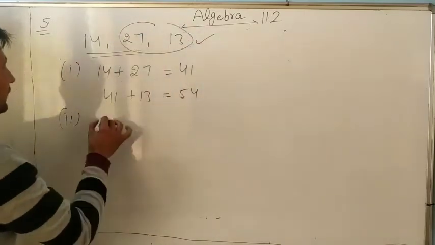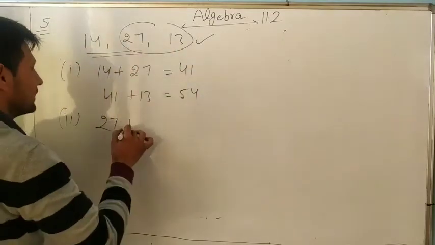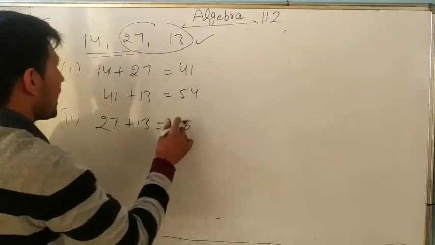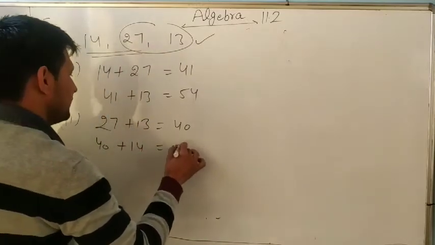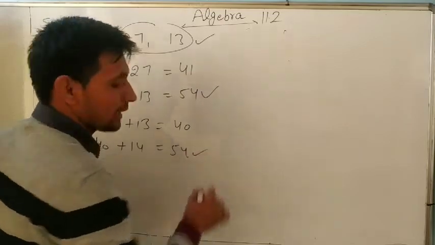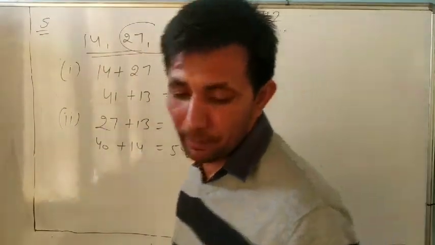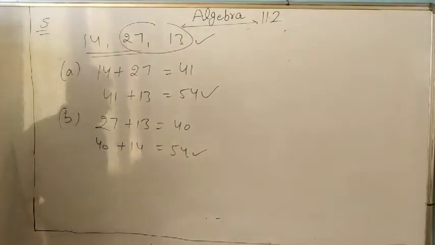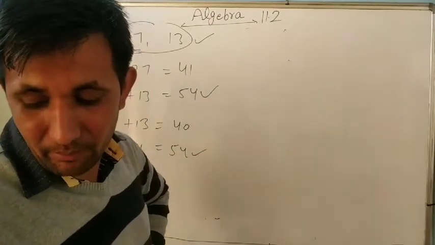The second way is that we first add 27 and 13. Now we are adding 27 plus 13 equals 40. Now we will add 14. So 14 plus 40. How much? In both ways the answer is 54. It is given in your question in A part and B part. But this can be done for any 3 numbers.